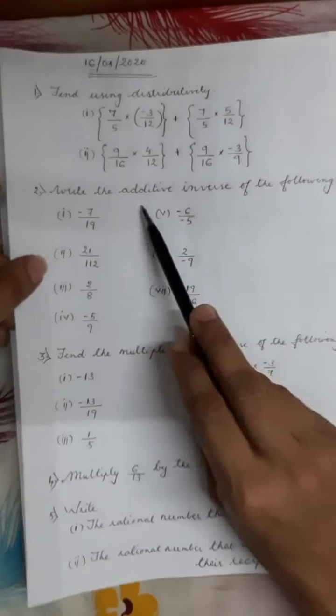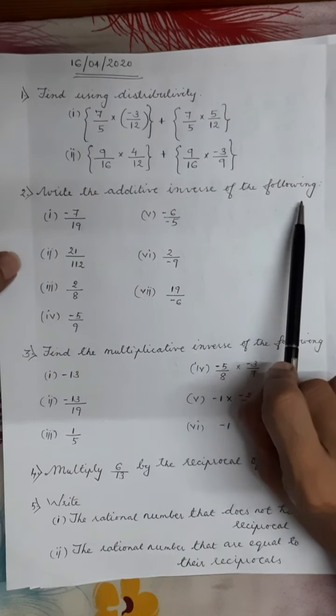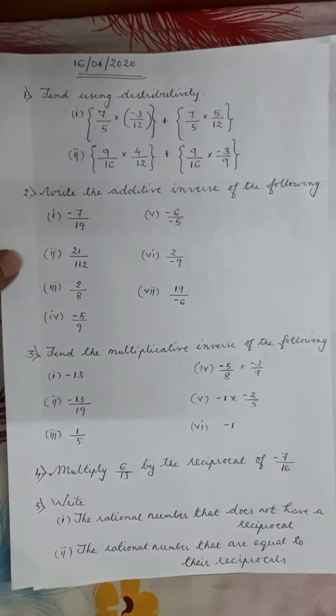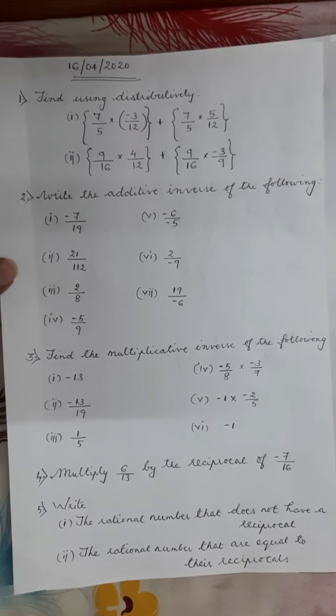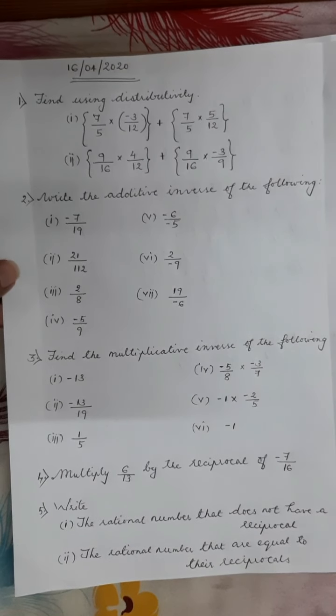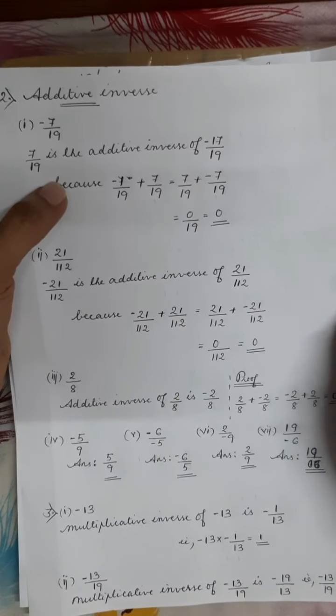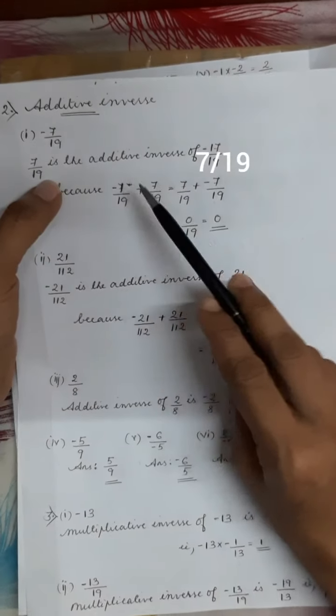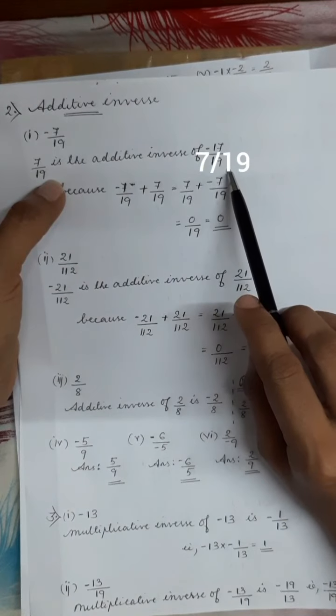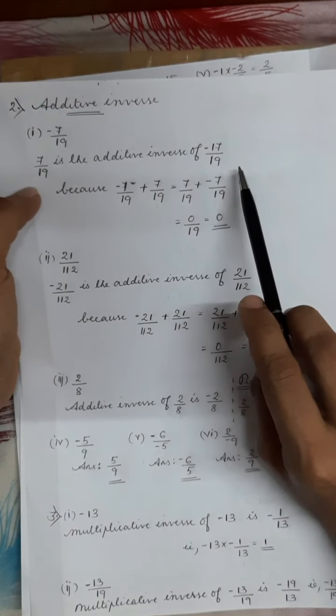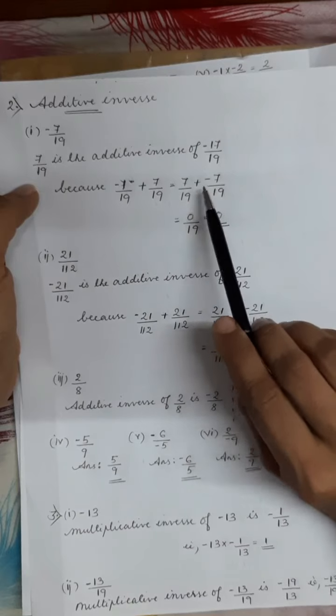The second question which I have given you is, write the additive inverse of the following. You need to find the additive inverse. Before that you should know what is meant by additive inverse. We have already learned, if a by b is a rational number, then its additive inverse will be minus a by b. So here, first question, minus 7 by 19. First we need to write the additive inverse of minus 7 by 19 equals 7 by 19.